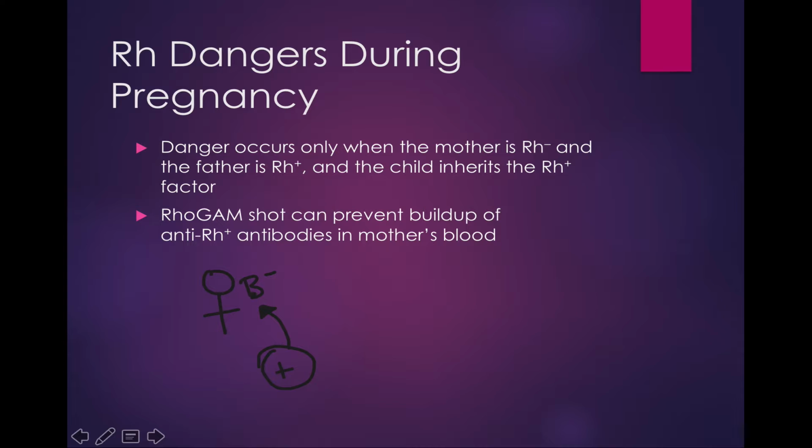So what we do instead of having that occur is, if a female has a negative blood type, she will get a shot of RhoGAM. This RhoGAM shot basically tells this negative blooded female, if you come into contact with positive blood, that's okay. Don't attack it. It will make it so the mother's immune system will not produce antibodies against that positive blooded fetus.